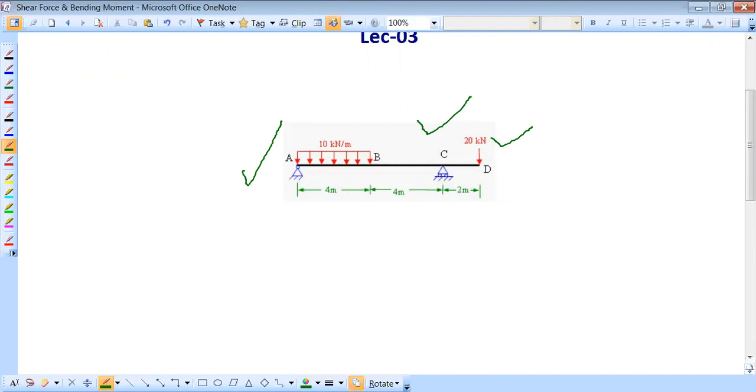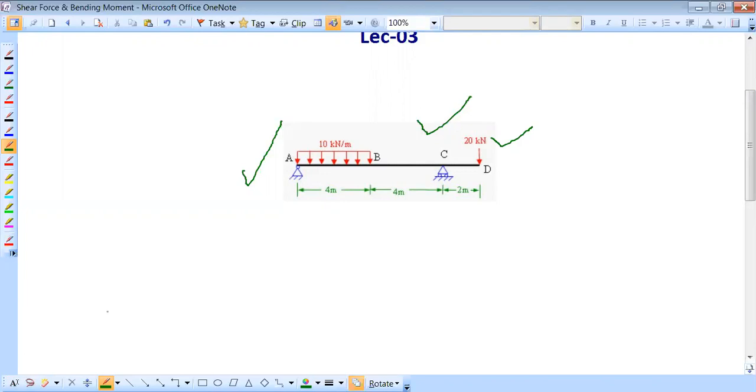This beam also carries a UDL load of 10 kilonewton per meter, and another point load of 20 kilonewton at the end of the beam, that means the overhanging part. So for this type of problem, how can I solve the SFD and BMD diagrams?